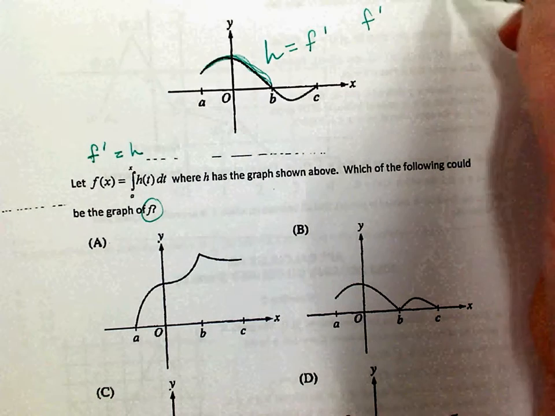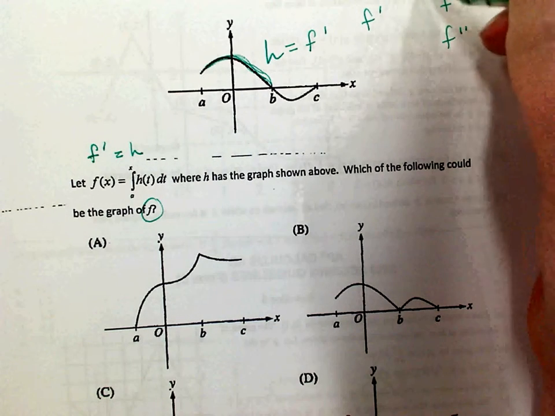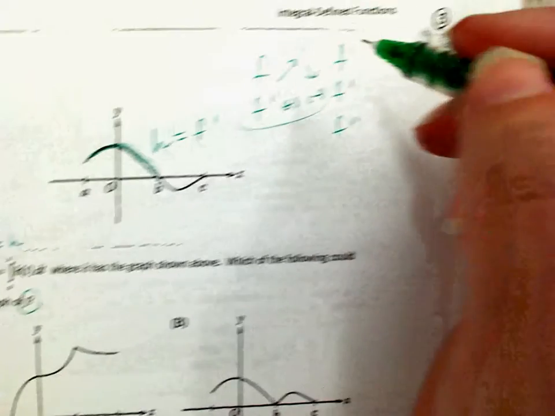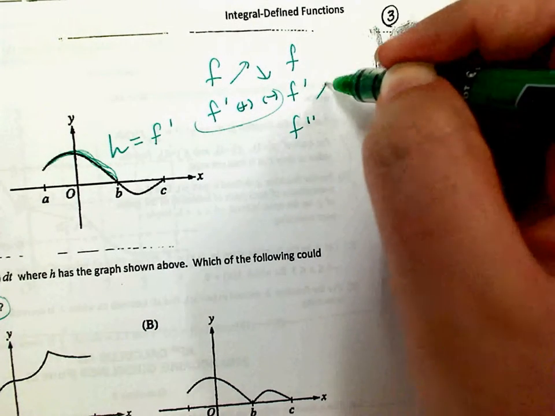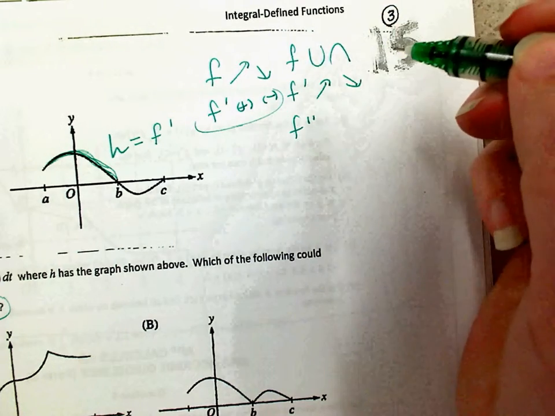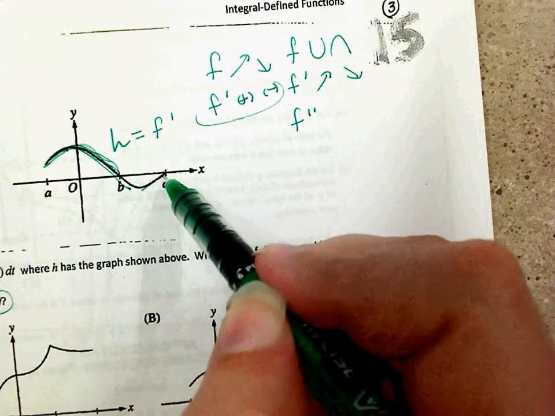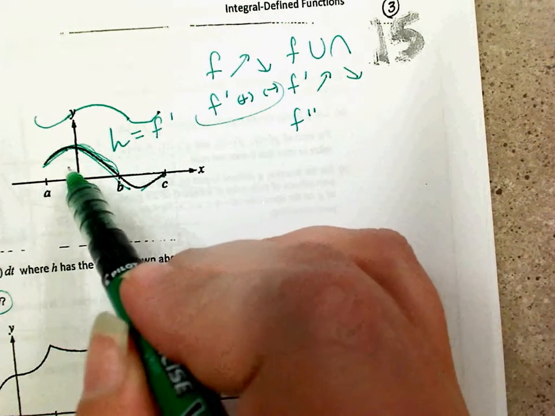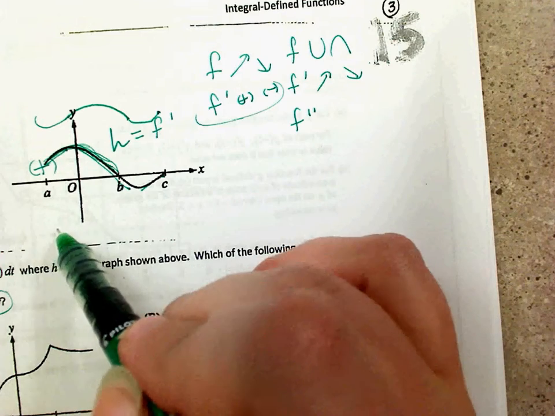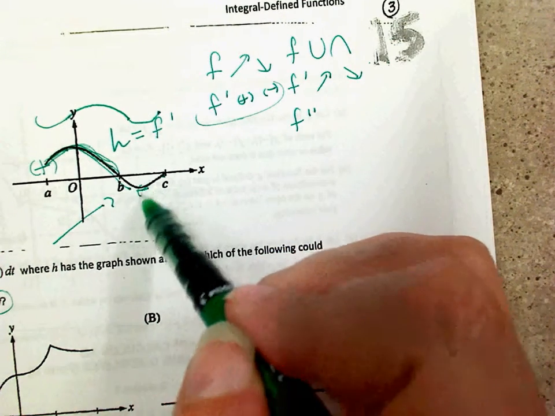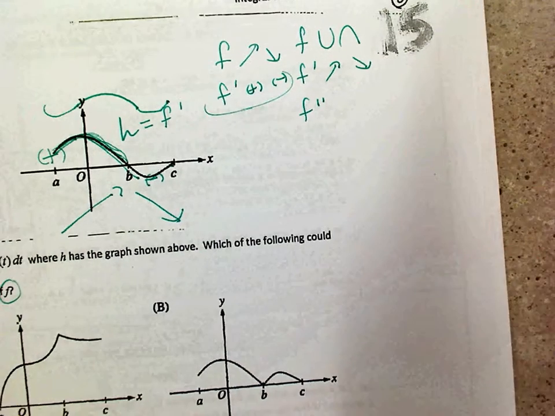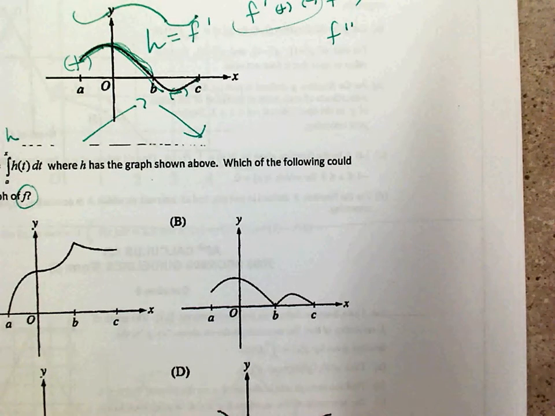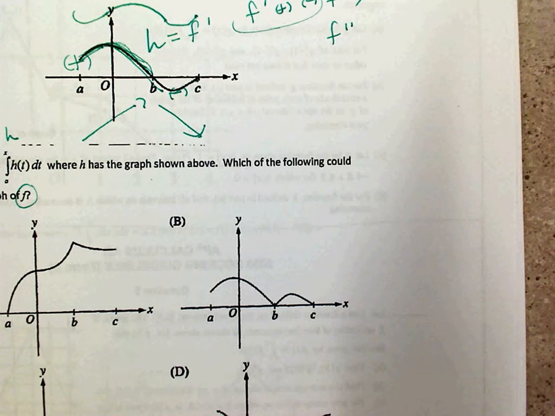I know that when f is increasing and decreasing, f prime is positive and negative. I also know that if f prime is increasing and then decreasing, that means f is concave up and concave down. So I could say concave up, concave down, concave up. But I could also say f prime is positive, which means f is increasing, and then f prime is negative, which means f is decreasing. So which one?